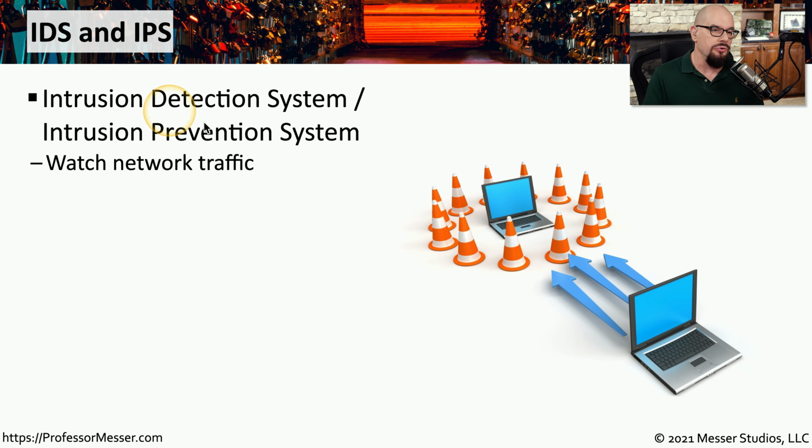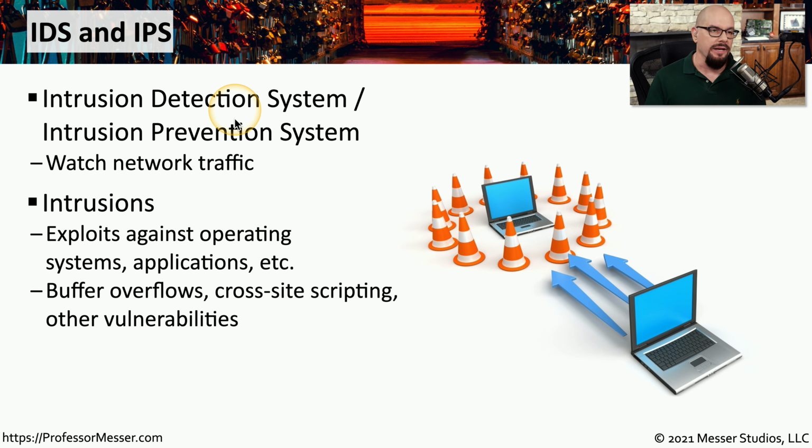An IDS is an intrusion detection system, and an IPS is an intrusion prevention system. These provide similar functionality, but the IDS only alerts if it happens to find an attack, and an IPS is able to stop that traffic before it enters your internal network. These are looking for an intrusion.